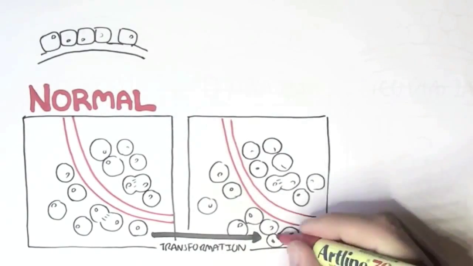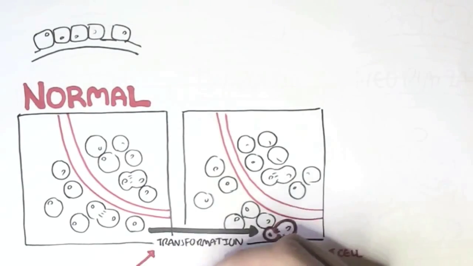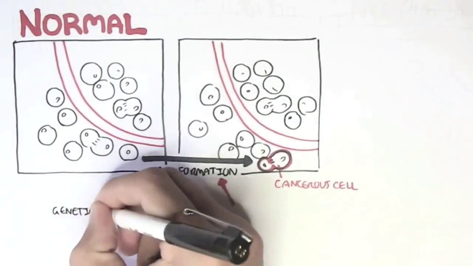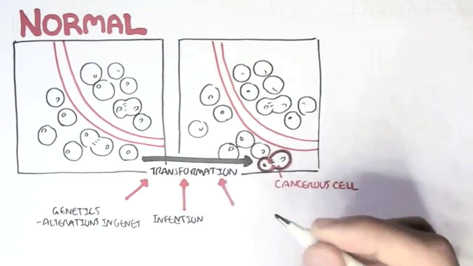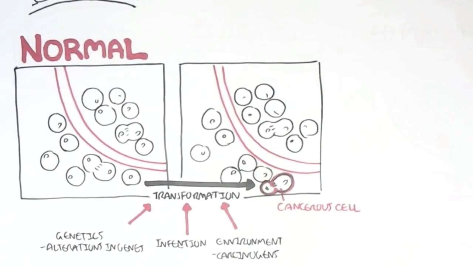When a healthy cell turns into a cancerous cell, the process is known as transformation. And this can be caused by genetic changes where you can have alterations in the genes. It can be caused by an infection, or it can be caused by an environmental factor, such as carcinogens. And recently it has been said that air pollution is one of the main causes of cancer. So this is the main environmental factor. So these genetic mutations, infections, and environmental factors are basically the causes of cancer.